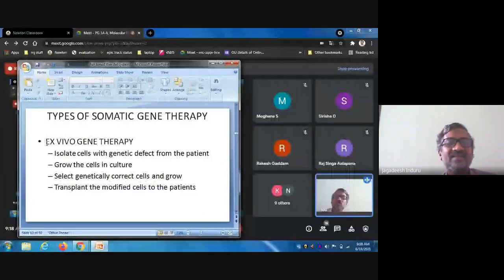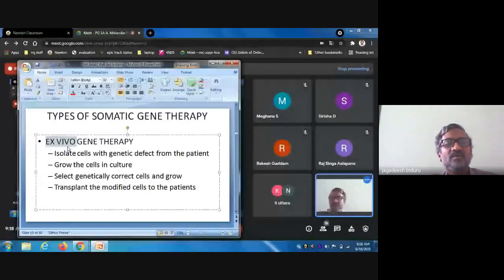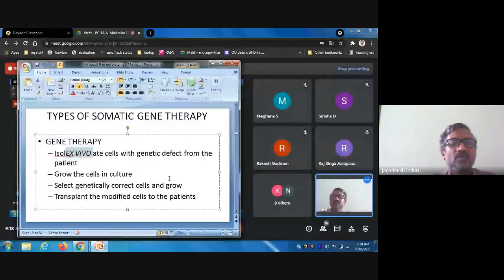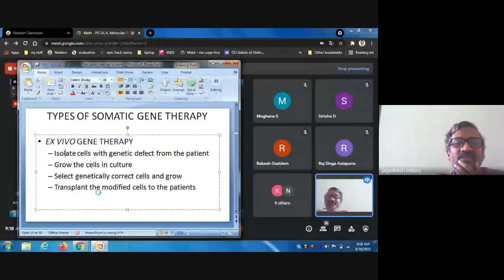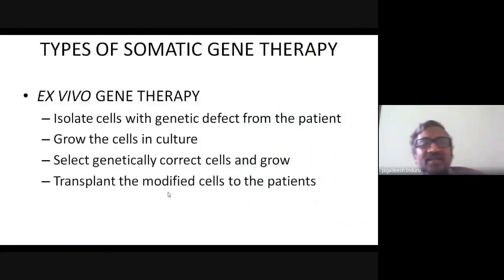So this we need to consider generally. We are having the ex-vivo gene therapy. It is a middle of these in vivo and in vitro. What we do in this particular case, isolate the cells with the genetic defect from the patient. We take that. It is actually alive, but we are growing it outside. That is the reason it is called ex-vivo. It is not within the body. To grow the cells in the culture, it is outside in the laboratory.